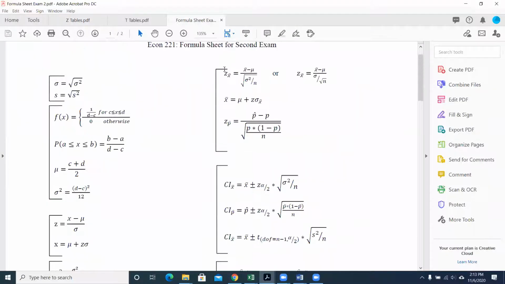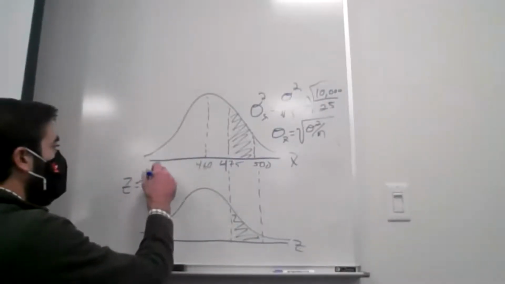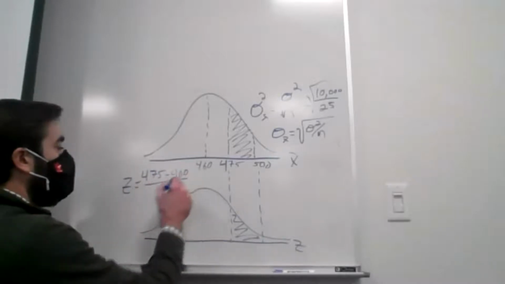If I want to calculate the z-score for a sample mean, I subtract the population mean and then divide by, remember, this denominator is the standard deviation of my sample means. Or I can just plug everything in here. I've got all these pieces of information. So for that first value of 475, I'll subtract the mean. I'm just plugging those values into that equation.